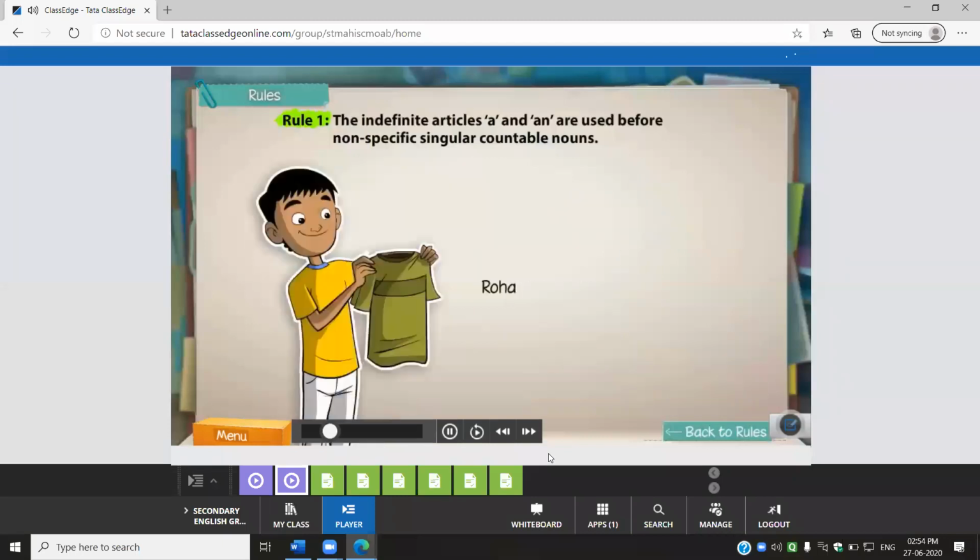Let's look at another example. Here the noun t-shirt is a singular countable noun. No specific t-shirt is being referred to. The word t-shirt stands for t-shirts in general. Therefore, the indefinite article a is used before t-shirt.